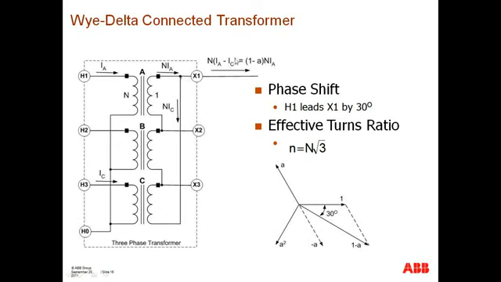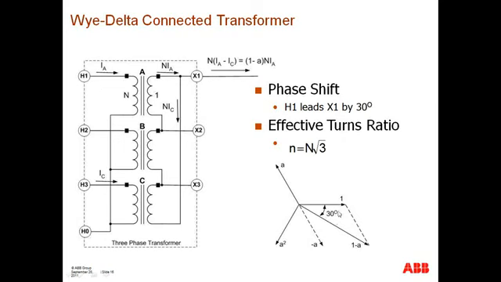And essentially, if you do a Kirchhoff's law equation of this, you're going to find that the current that flows out of X1 is going to be equal to the turns ratio times phase A minus phase C. And if we do the vector plot of the subtraction of those two vectors, we're going to find that this is a vector that lags the current that flows through the phase A high voltage winding by 30 degrees.